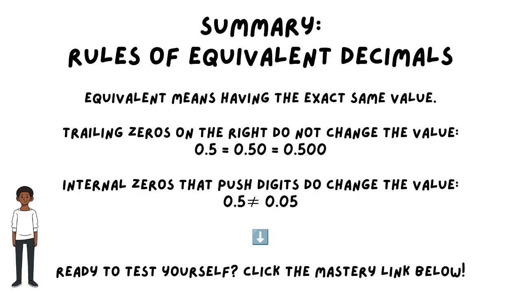So just to recap, equivalent decimals share the exact same value. Adding or removing trailing zeros at the end of a decimal never changes what it's worth. But adding zeros between the decimal point and digits moves those digits to smaller place values, which changes the number completely. So that's it for today.